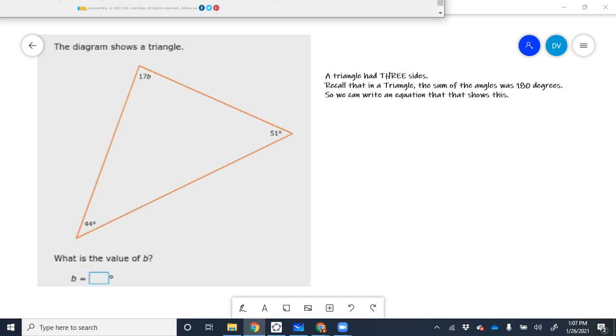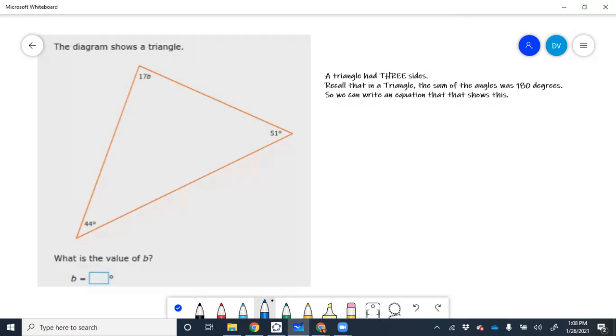Okay, so since this is a triangle, this program says the diagram shows a triangle and what is the value of B? And by the way, the B is here in what I'm going to call the red angle. We've got two other angles here. We'll call one of them the blue angle, and we'll call one of them the green angle.